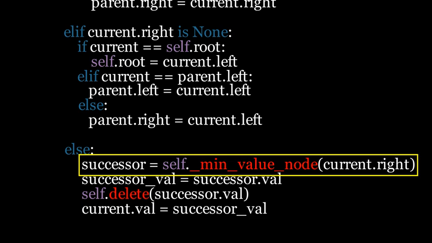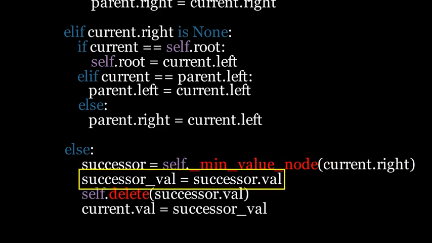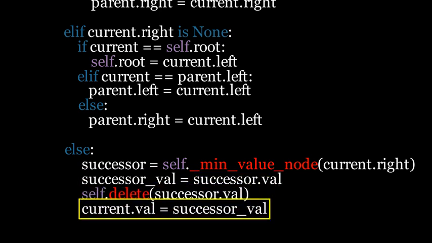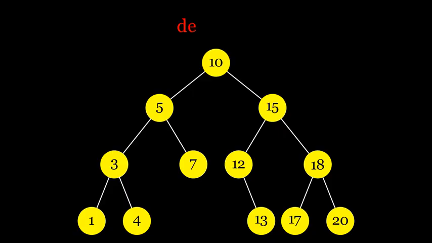Case 3. The node has two children. In this case, we need to find the smallest node in the right subtree, known as the in-order successor. We do this using the _min_value node method. The value of the in-order successor is stored, then we recursively delete the successor node. After that, the value of the node to be deleted is replaced with the value of the successor. This ensures that the tree remains a valid binary search tree.